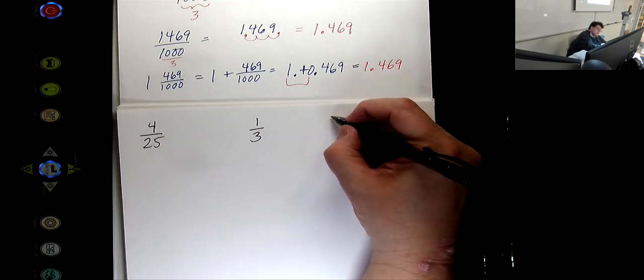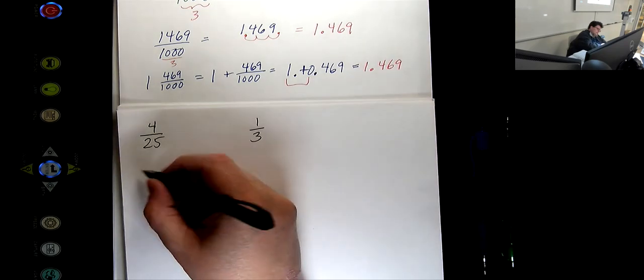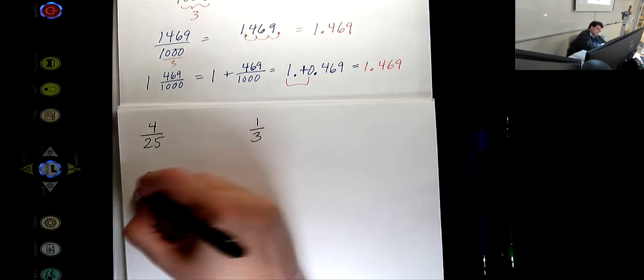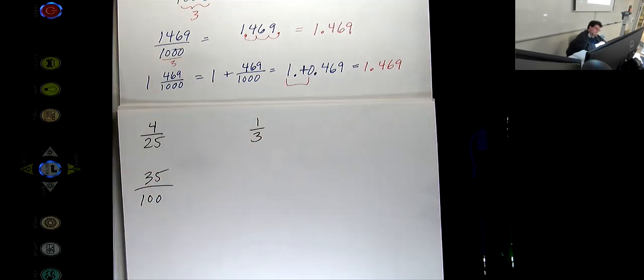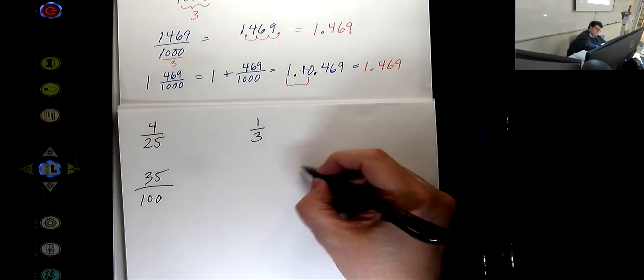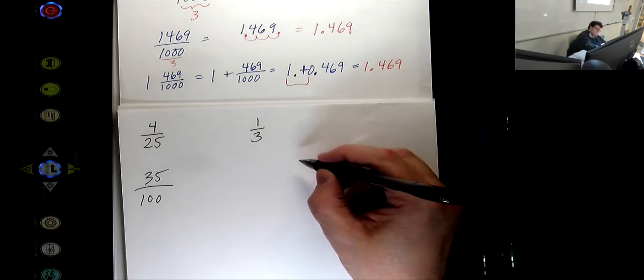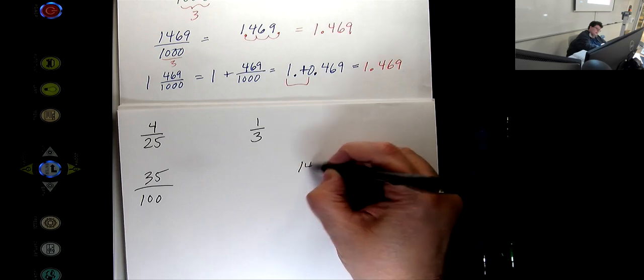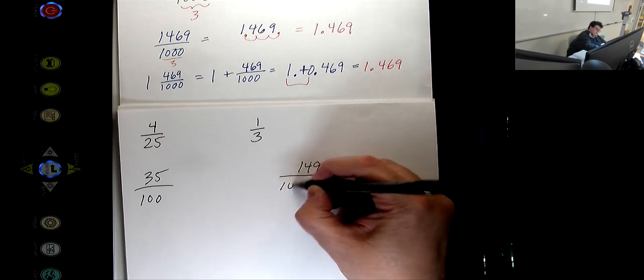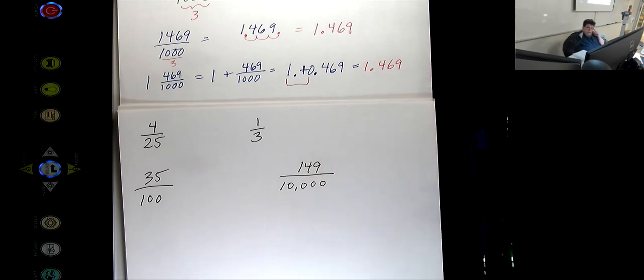And let's do 35 over 100. And let's do 149 over 10,000. We'll convert those to decimals, and then we'll look at doing decimals to fractions.